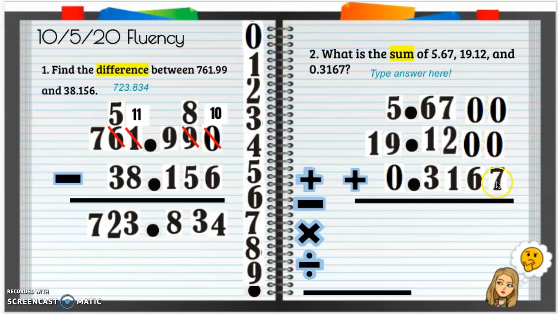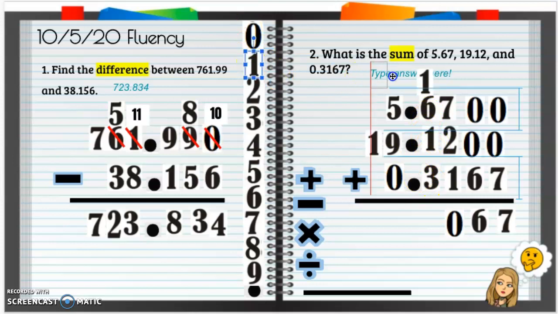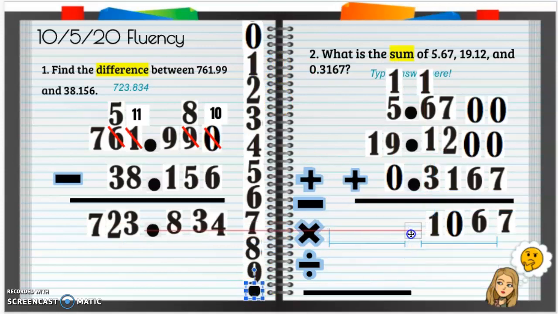Ready? 0 plus 0 plus 7 is going to be 7. 0 plus 0 plus 6 is going to be 6. 7 plus 2 is going to be 9, plus 1 is going to be 10. So I'm going to carry that 1 and drop that 0. So that's 10. 6 plus 1 is going to be 7, plus 1 is going to be 8, plus 3 is going to be 11. Gonna drop that decimal. Drop it like it's hot.